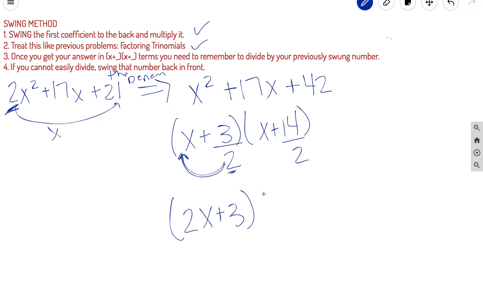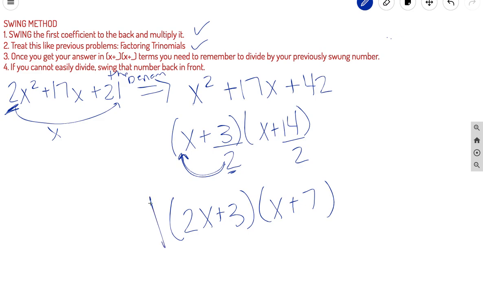This one actually does simplify though, right? 14 divided by 2 does get me a nice pretty number. It's 7. So we can simplify that one. You should not swing that 2 in front.